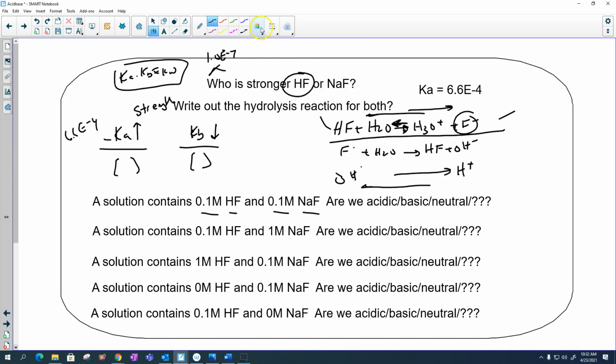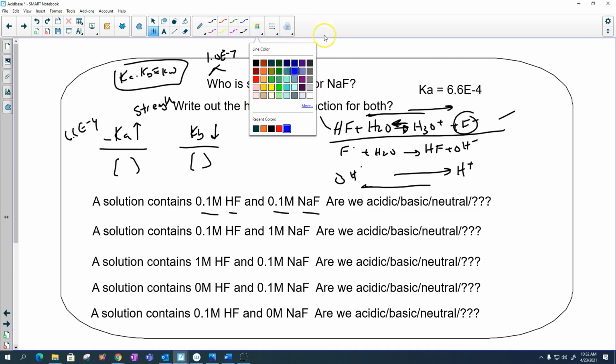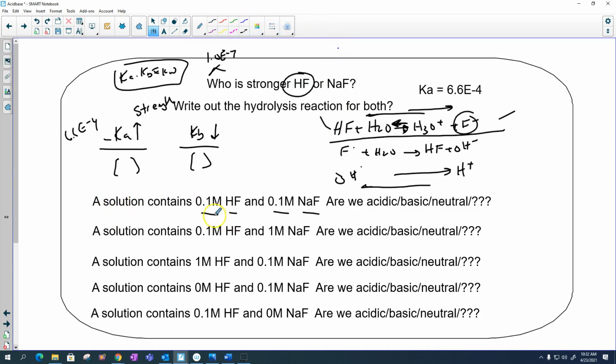Okay, so for this point, let's try a few of these problems. Both contain 0.1 molar and 0.1 molar, so these are identical. So now it's just down to strength. Are we going to be in a solution that will be acidic, basic, or neutral? It will be acidic. And the reason why is because Ka is larger. That was tipping the tide one way or the other way. So you might be able to see how this kind of works.